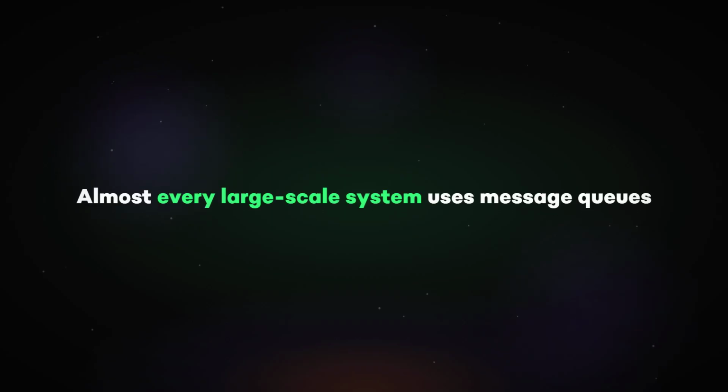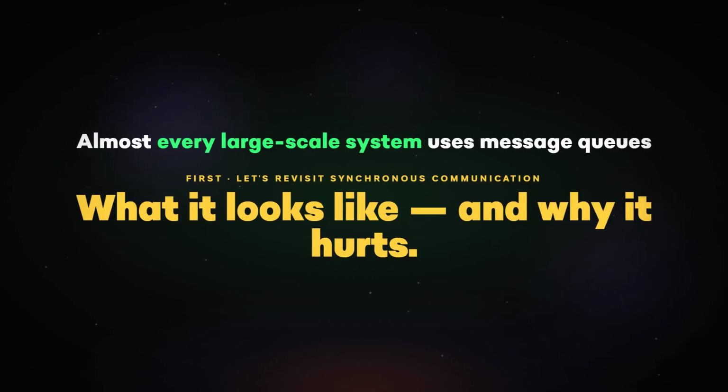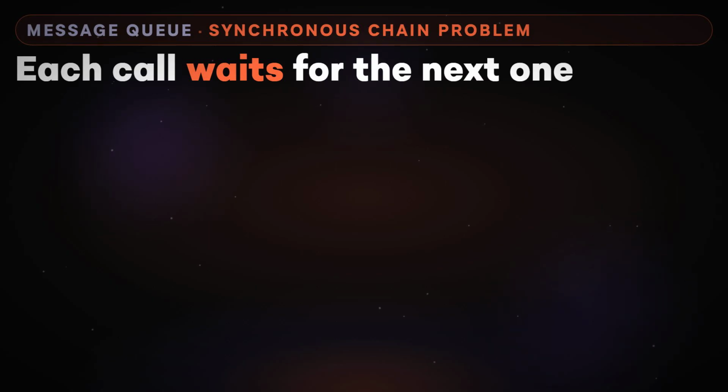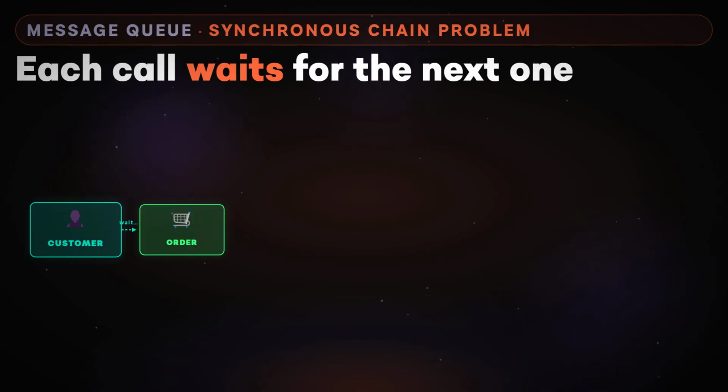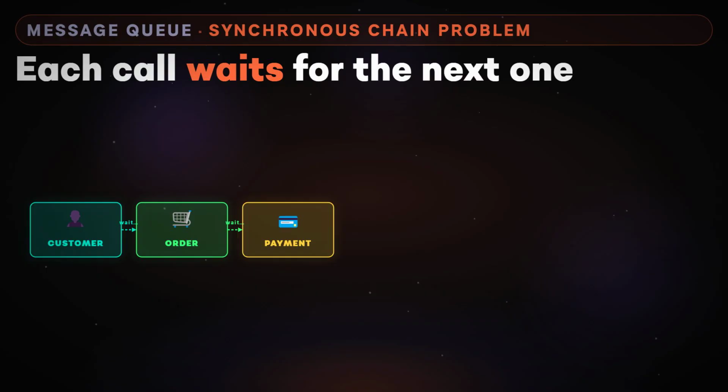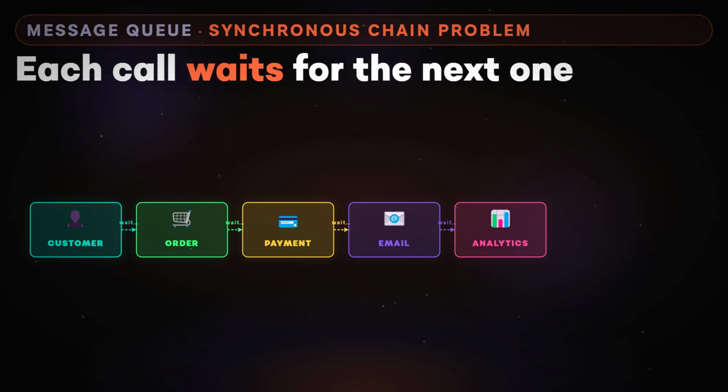Now let's first see what the problem was before. Let's revisit synchronous communication and follow the request. A customer places an order. The order service calls the payment service. After payment succeeds, it calls the email service. Then it calls the analytics service. Then it updates inventory. Notice what's happening.